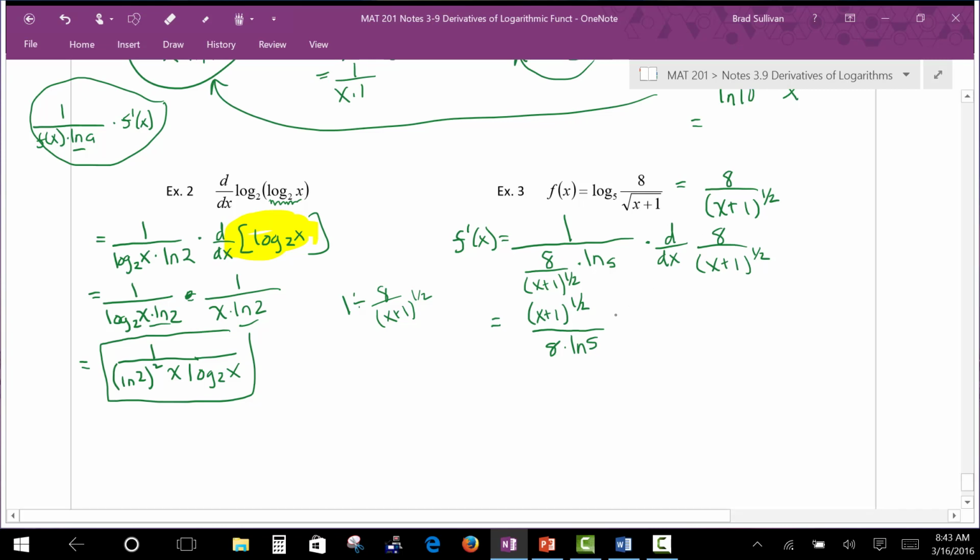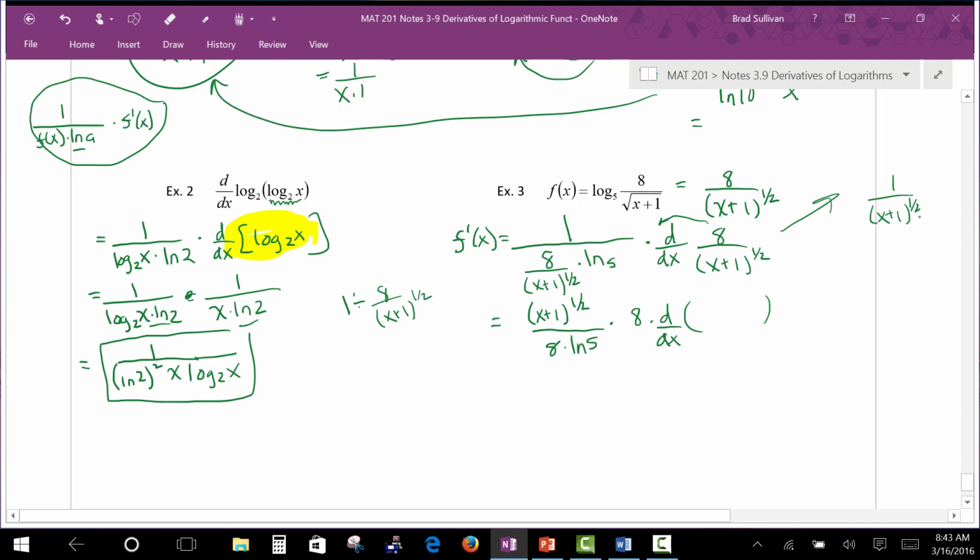Now, when we do this derivative, you could do the quotient rule, but you don't have to, because what kind of number is 8 anyway? It's a constant. So you can bring that constant out and multiply it by the derivative of this, which really would be 1 over (x plus 1) to the 1/2. You don't have to use the quotient rule.